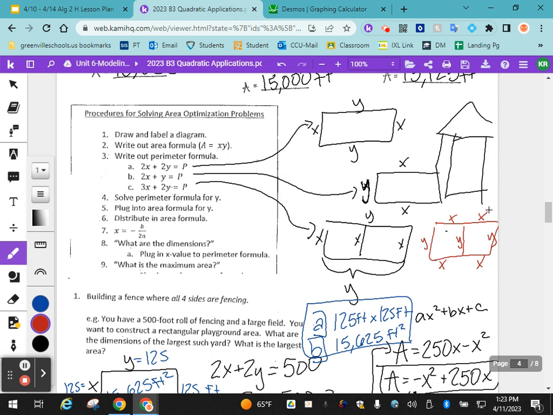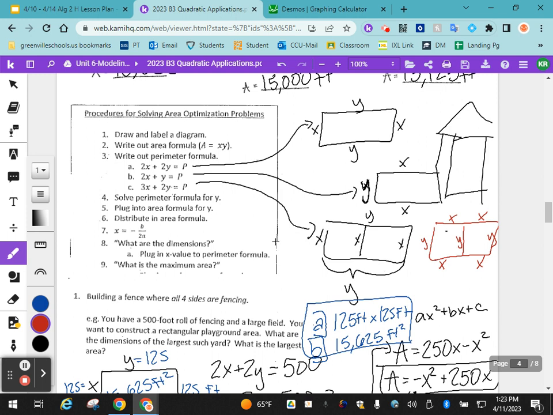This is just more variables, and I don't want to use that many variables, to tell you the truth. And when it asks for the dimensions, it's talking about the whole thing, so I don't know why you would break these up into two x's. But you could if you wanted to. So these are just three examples of perimeter. Now we solve the perimeter equation for y and plug that into your area.